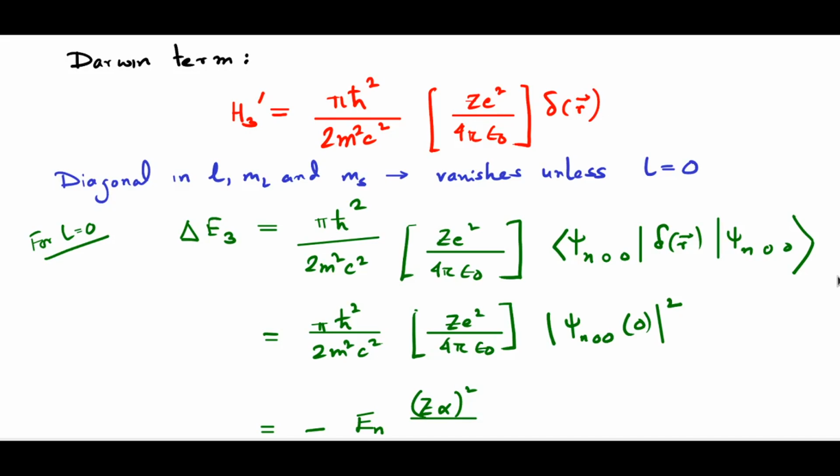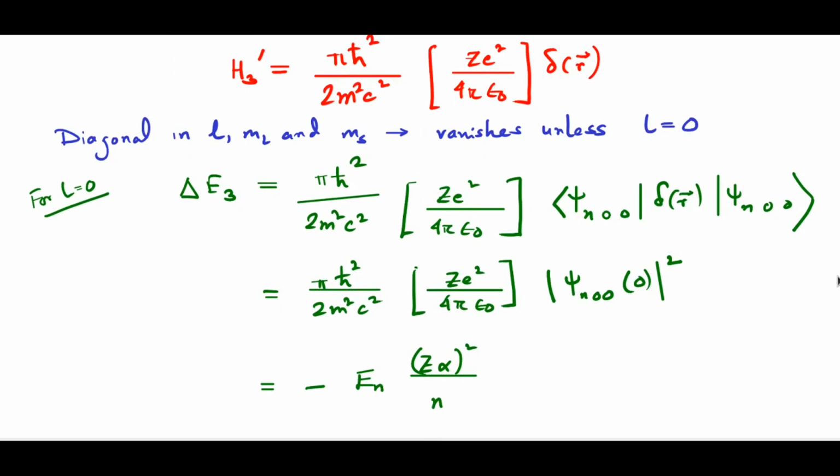Remember, we really have n, L, ML here, but only the L equal to 0 case will give you a non-zero value, and for L equal to 0 the only possible ML is 0. So this ultimately is nothing but |psi_n00 at the origin|^2. Now you can easily calculate this using standard properties of the Kepler wave function, and it turns out that the value is minus En times (Z alpha)^2 divided by n.